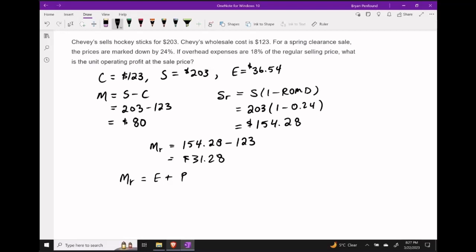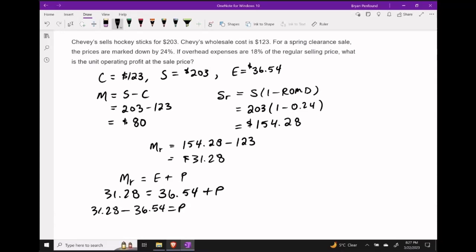And since we know that markup should be composed of expenses plus our profit margin, we can now formulate this new equation. Our new markup is $31.28. Our expenses don't change whether or not we bring our item in at cost or mark it down. Our overhead expenses can be expressed as $36.54. And so now our goal is to solve for the profit.